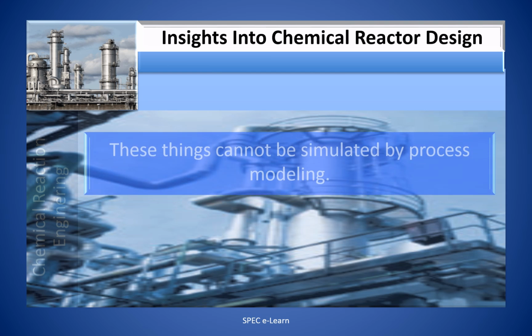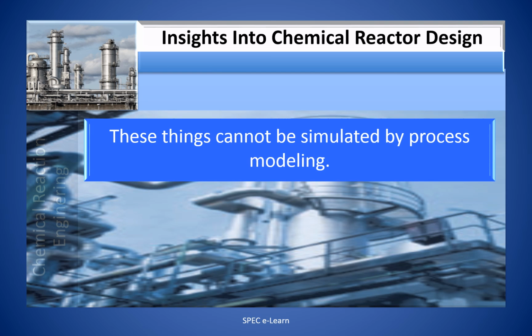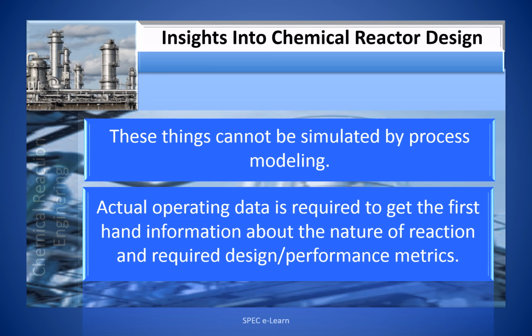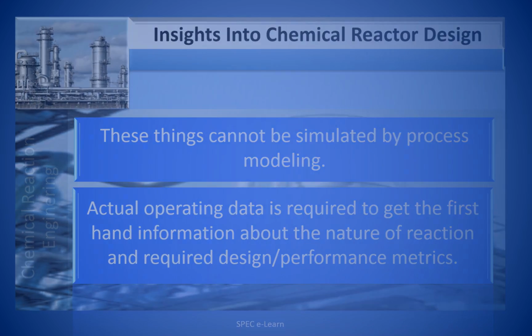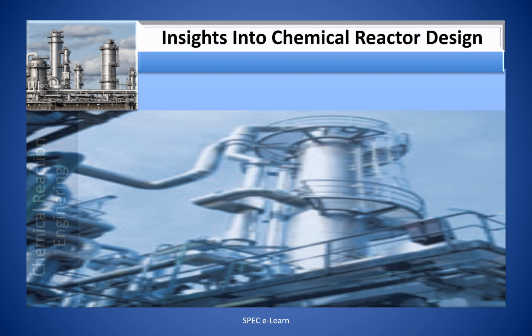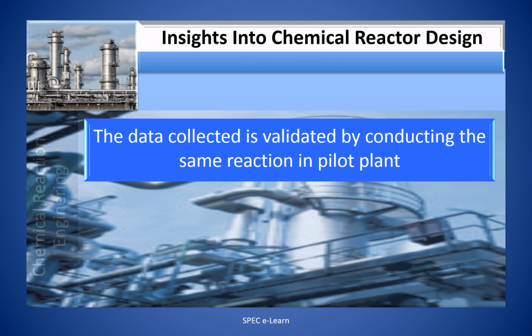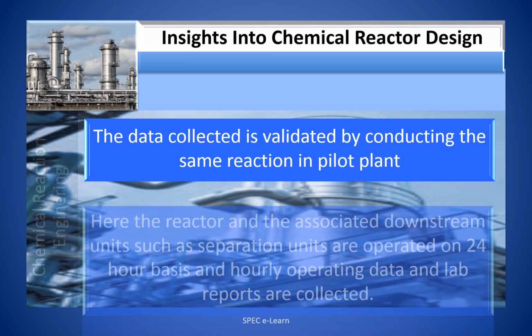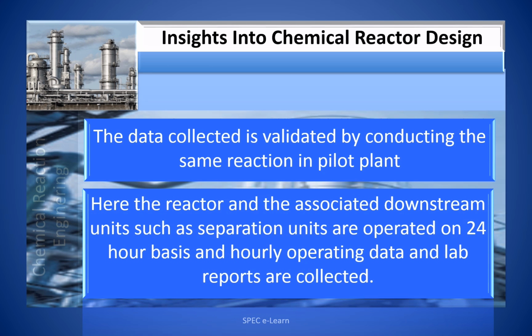These things cannot be simulated by process modeling. Actual operating data is required to get first-hand information about the nature of the reaction and required performance metrics. The data collected in the lab trial is validated by conducting the same reaction in a pilot plant. Here the reactor and the associated downstream equipment such as separation units are operated on a 24 hour basis and hourly operating data and lab reports are collected.